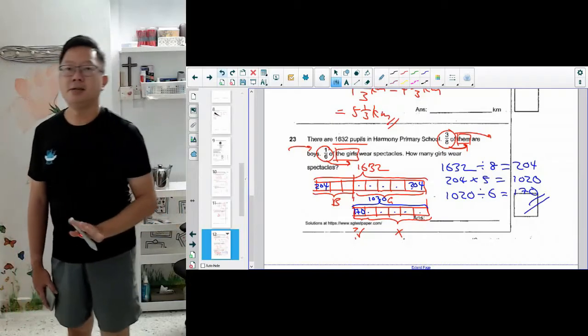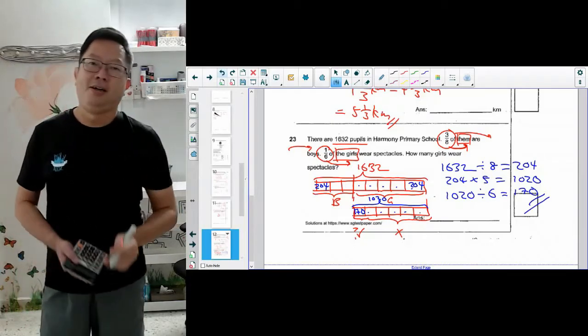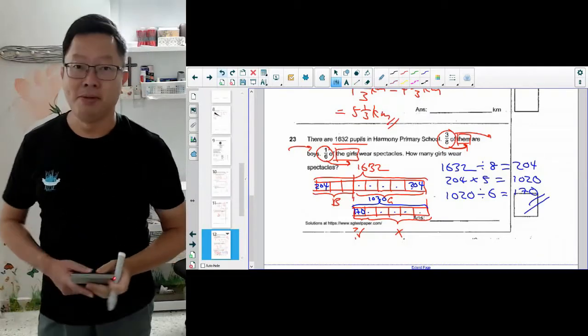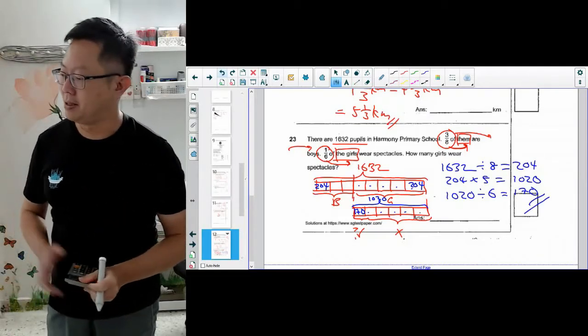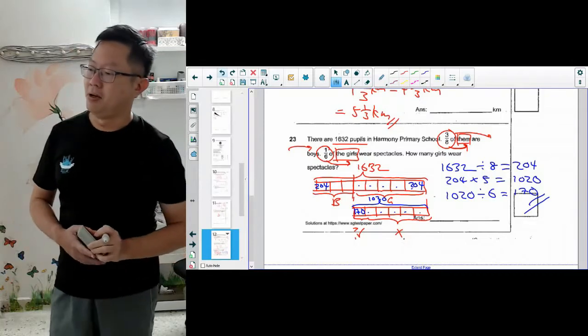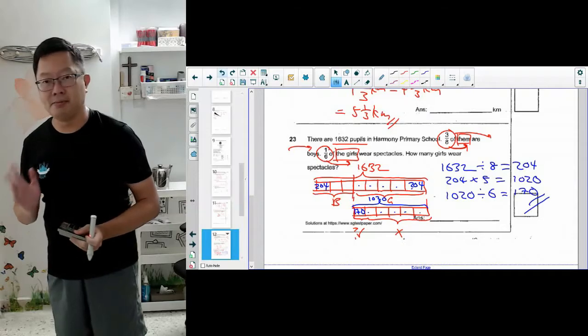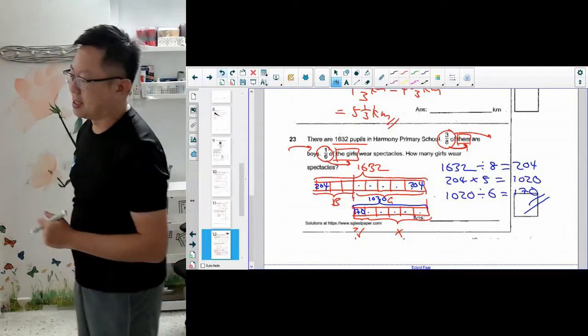So what's the lesson here? Now the lesson here is to draw a model. Okay, when you see fractions, alright? Because it does help you to solve a bit faster. And of course, you can also use branching if you know how to use. Okay, but otherwise, model drawing will be the alternative.